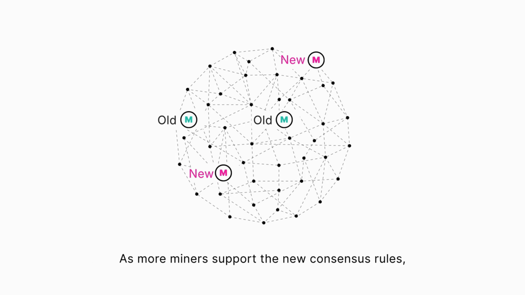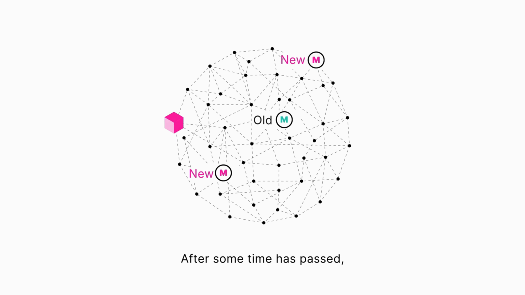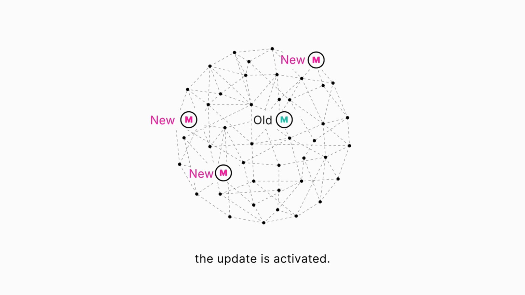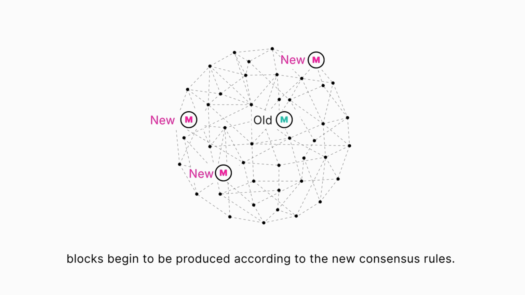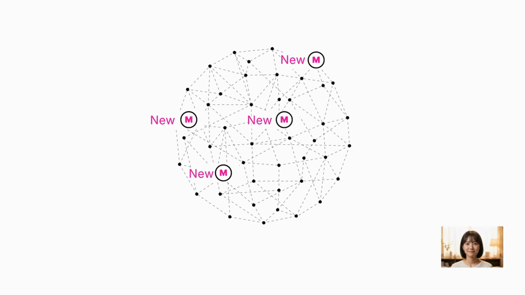As more miners support the new consensus rules, the proportion of blocks signaling support for the update gradually increases. After some time has passed, if a majority of miners are signaling support, the update is activated. Once the update is activated, blocks begin to be produced according to the new consensus rules. To avoid wasting energy, the remaining miners also update to the new version. There are many upgrade methods, so this is just a simplified example. The key idea is that whether an update is accepted depends on majority support.